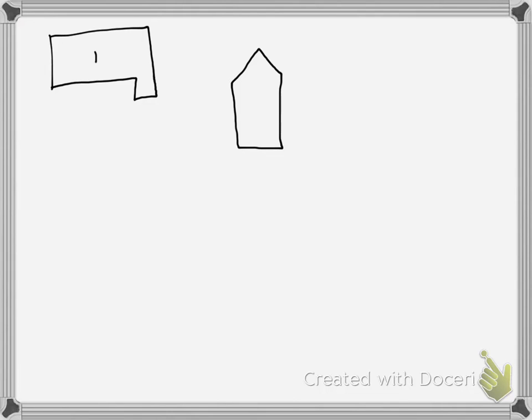So in this example number 1, we see a rectangle, but it has this little part sticking out here. So to figure out the area, we could figure out the area of one part first, and then the other part, and then combine them. In this shape, we see a rectangle with a triangle on top, so we would figure out the area of one of those shapes first, and then the other, and add them together to get the total.